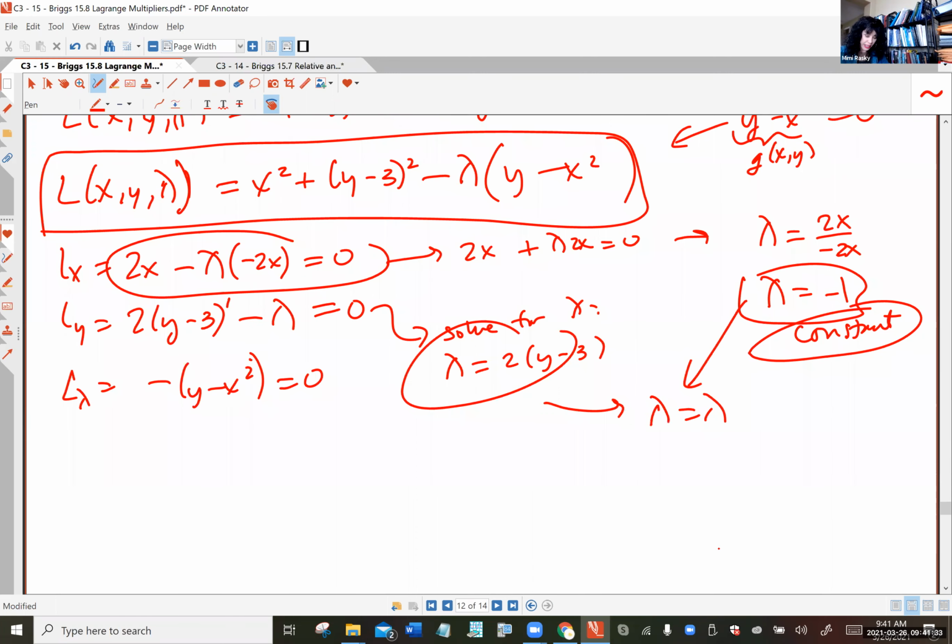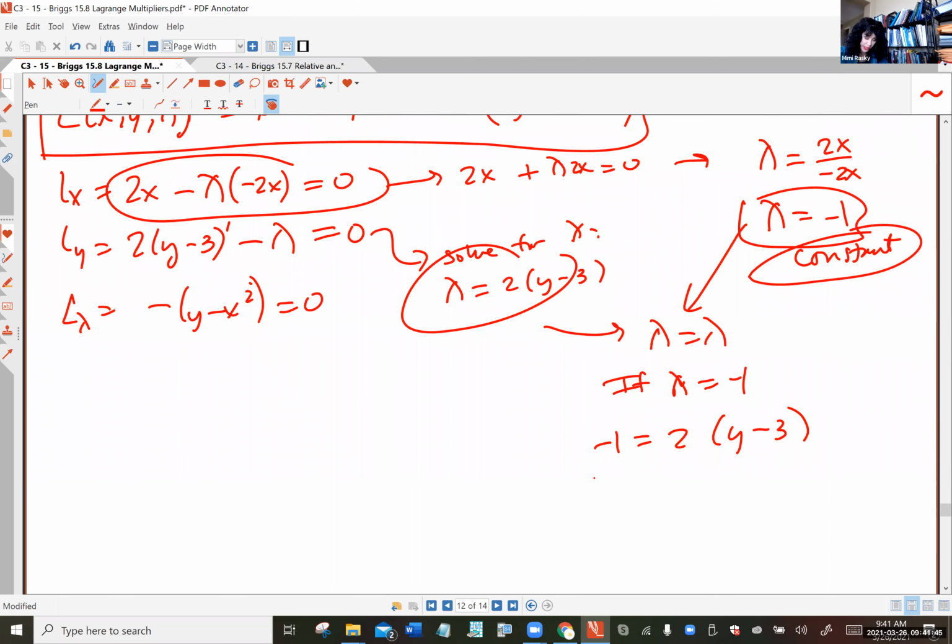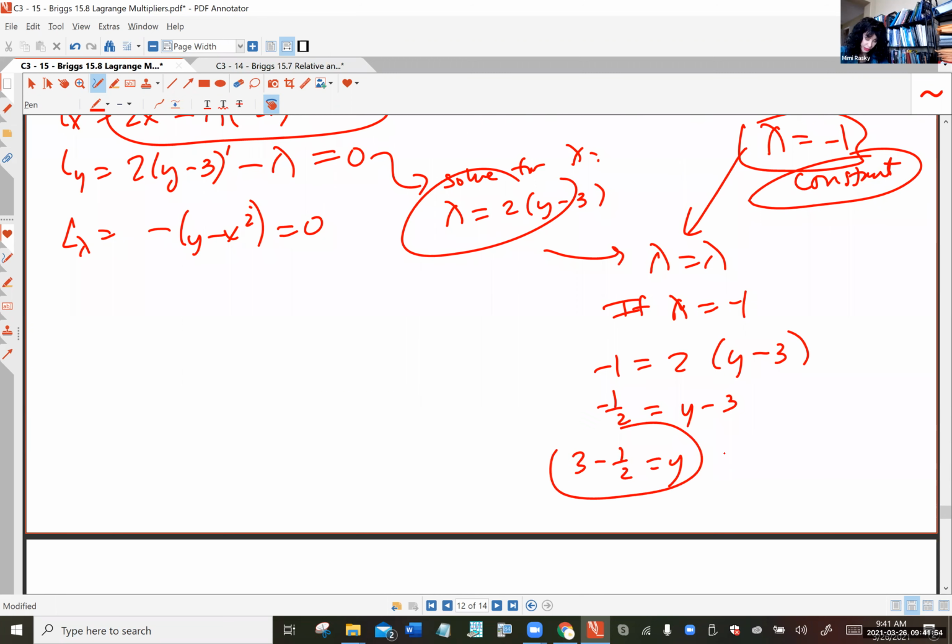But if lambda is equal to negative 1, okay, you're basically saying that negative 1 is equal to 2 times the quantity y minus 3. So I'm going to divide both sides by 2. And then I'll add 3 to both sides. And I get y, which if I clean that up a little bit, I think I get y is 5/2. How do I get x?